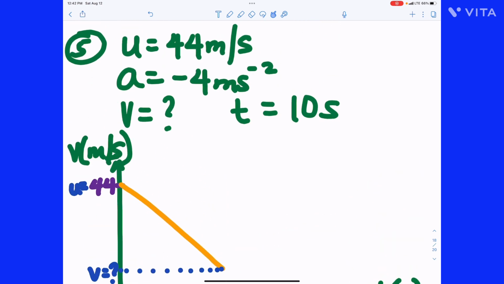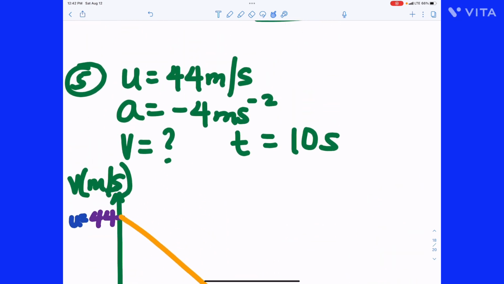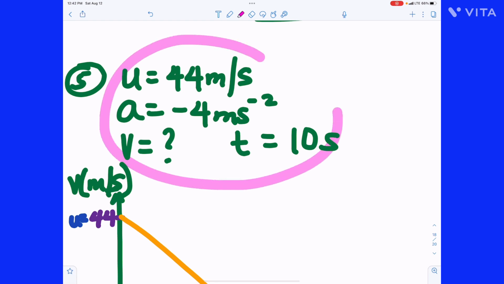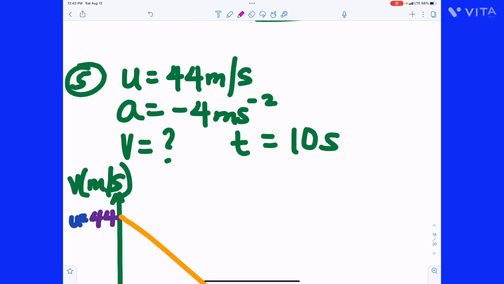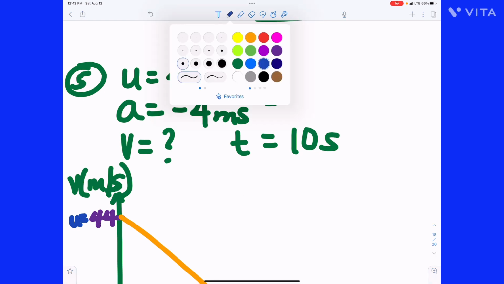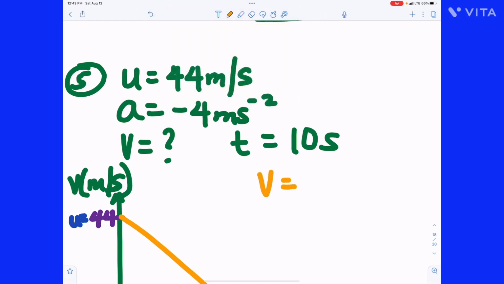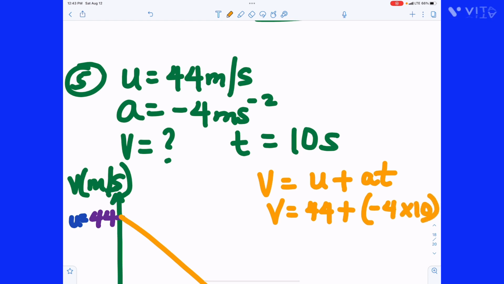What formula connects U, A, V, and T? Among the 4 equations of linear motion, which one connects U, A, V, and T? I think we have our answer. Using V is equal to U plus AT. The one that connects U, A, V, and T is V is equal to U plus AT. So in this case, I don't have V, but I have U as 44, plus I have A as minus 4, and T as 10.